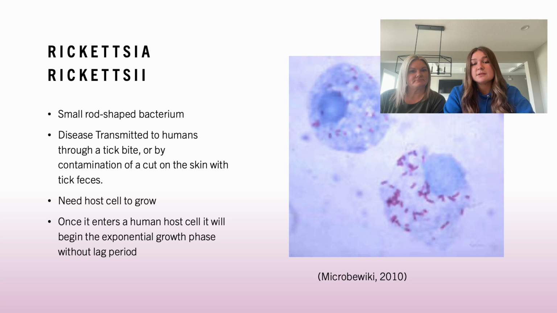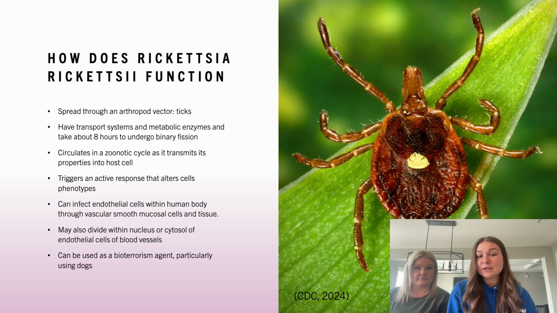So these cells need a host to grow, but they are prokaryotes, meaning that they lack membrane-bound organelles. Once it enters a human host cell, it will begin the exponential growth phase without a lag period, meaning it will develop and reproduce and very quickly become a pathogen. Now I'll be teaching you a little bit more about how Rickettsia rickettsii functions.